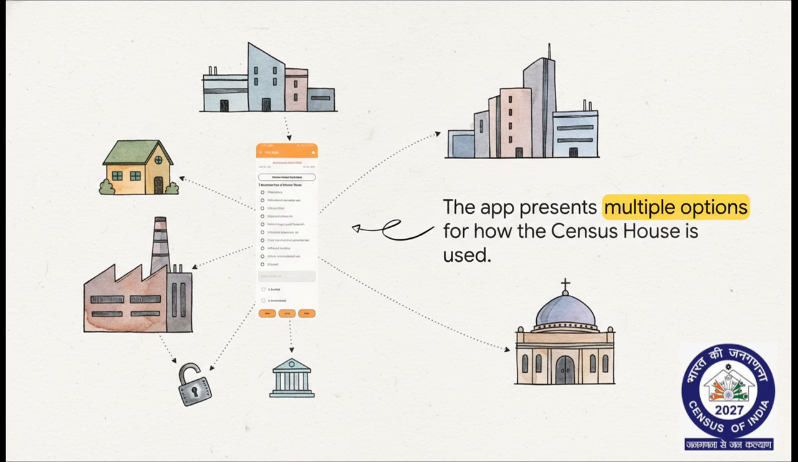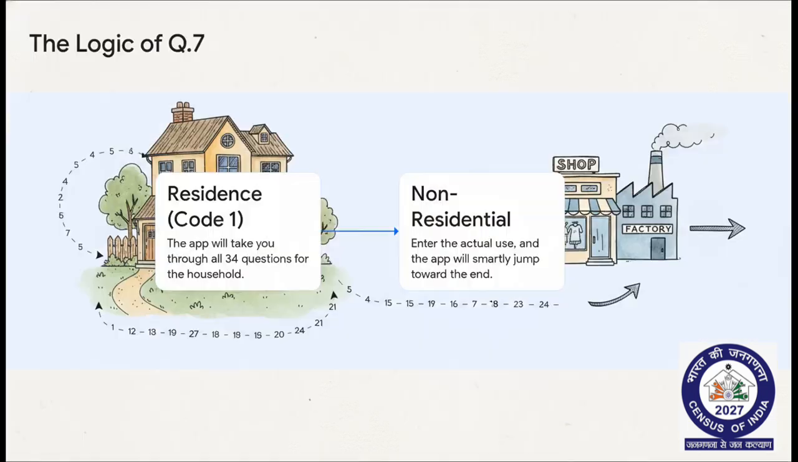Your choice from this list, plus those two little checkboxes at the bottom for is locked and is institutional, is basically your navigation system for the rest of the survey. So here's the bottom line. If a house is purely residential, you're on the long-haul journey. You're going to go through all 34 questions. But if it's purely non-residential, say a shop or a factory, you'll just record what it is, and the app will smartly skip you almost all the way to the end. Your job for that entry just got a whole lot shorter.